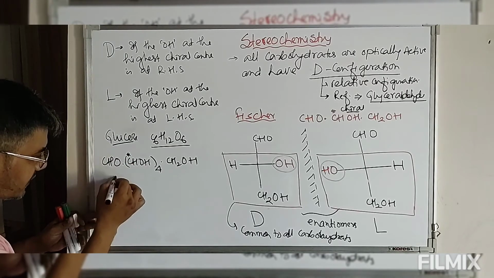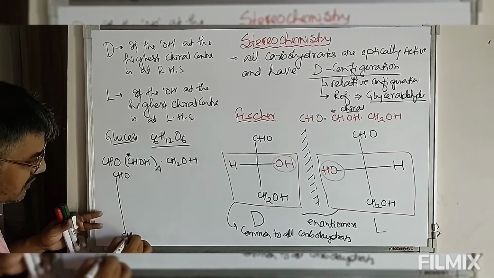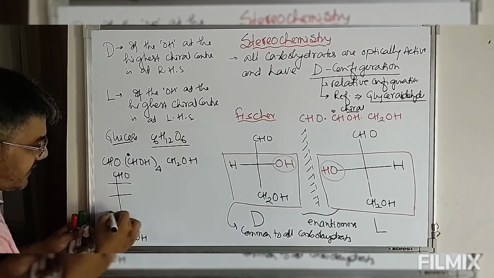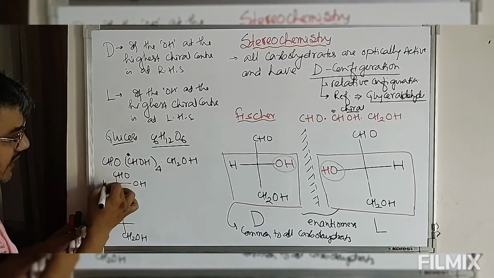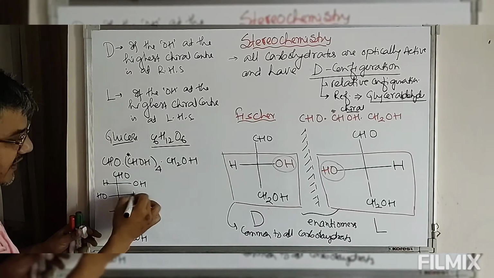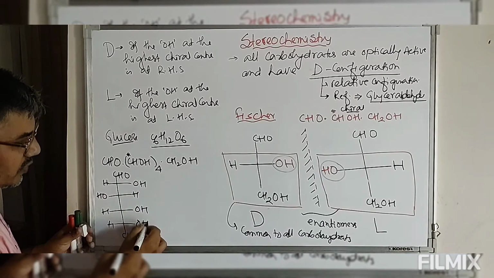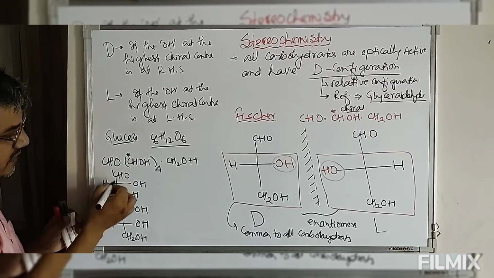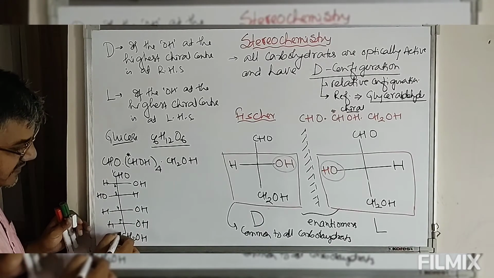So now look at this. This is CHO, CH2OH. In between this we have 4 carbon atoms. We have OH on the right hand side, hydrogen, OH left side, hydrogen, OH, H, H, OH. So this is the first carbon. So 1, 2, 3, 4, 5, 6.